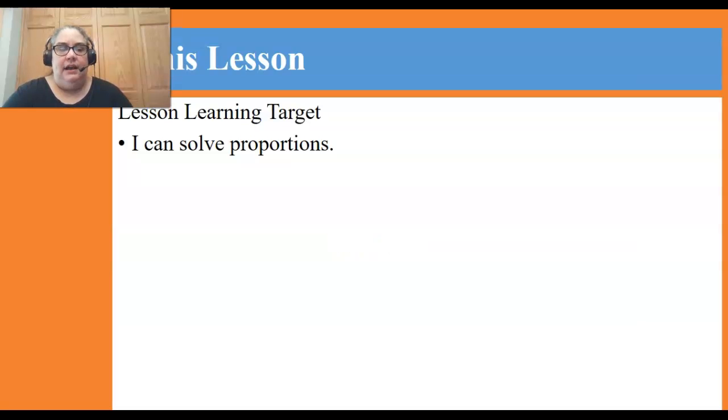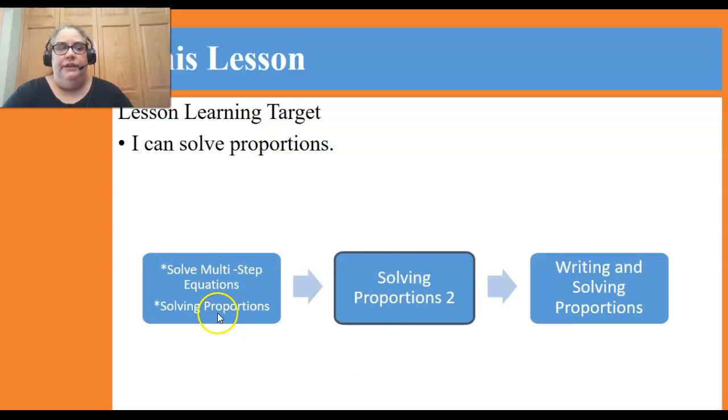In this lesson, you're going to learn how to solve proportions. You should be comfortable with solving multi-step, one-step, and two-step equations, and also, from our previous screencast, solving proportions. And in this one, we're going to learn how to solve just a random generic proportion. The reason we need this lesson is because in future lessons, we're going to be learning how to write and solve our own proportions.